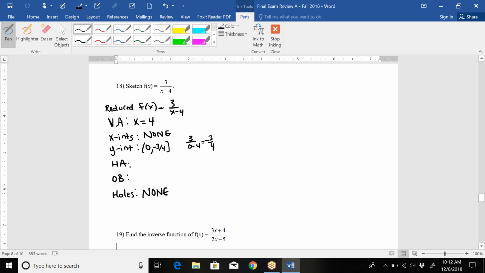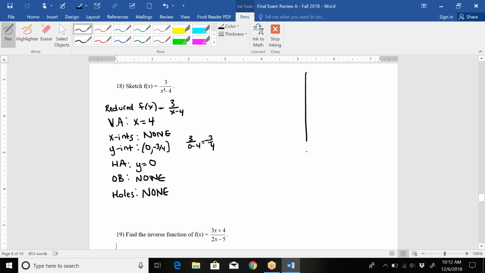Now we're looking at, does it have a horizontal or an oblique? So this has no x on top, but an x on bottom. So that means if you try to do long division, x to the first can't go into 3. So that means the answer is 0. So that would be just a number. So it's y equals 0. That means we do not have an oblique.